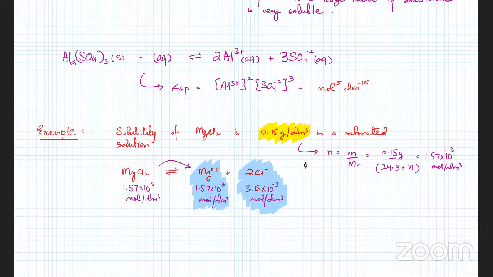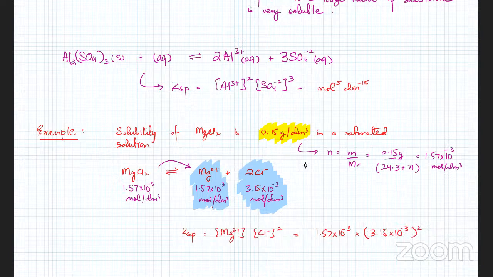अच्छा, अब ये वाला है कि the KSP expression for this is Mg ion concentration times Cl minus 1 concentration, and that's squared. So it's going to be 1.57 times 10 power minus 3 multiplied by 3.15 times 10 power minus 3, and that's going to be squared. So what value do you get? So 1.56 times 10 power negative 8.